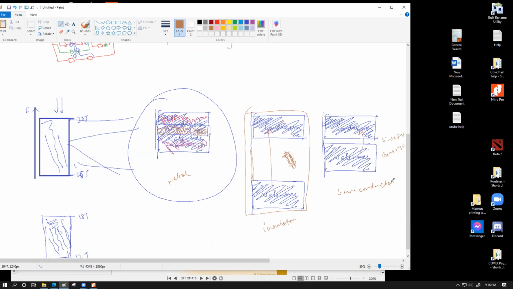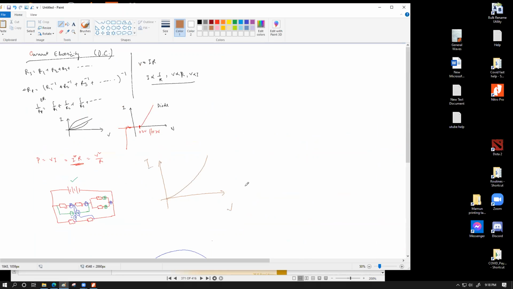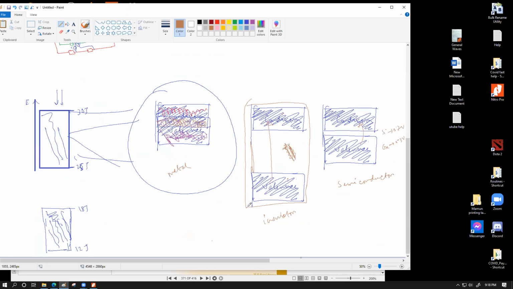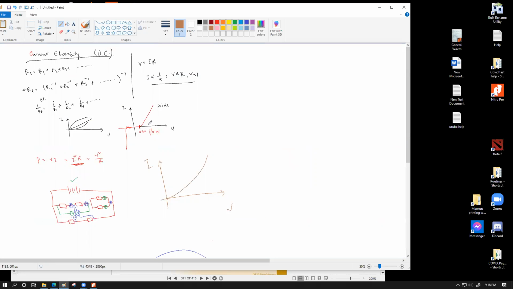First time. Acha. Why did I do all this? Because now I will show you why the diode graph looks like this. Why do diodes have a shape like this?